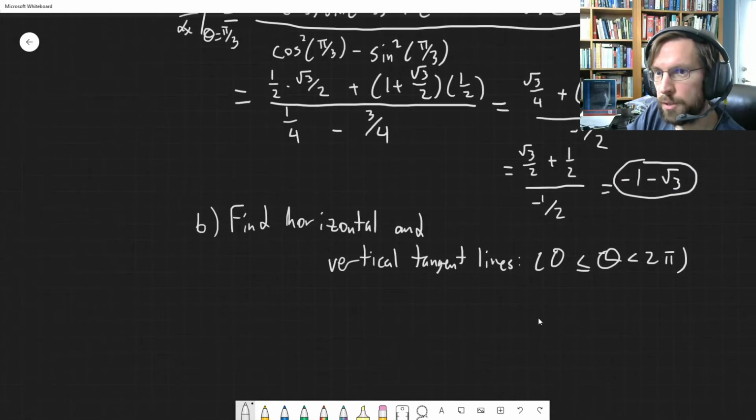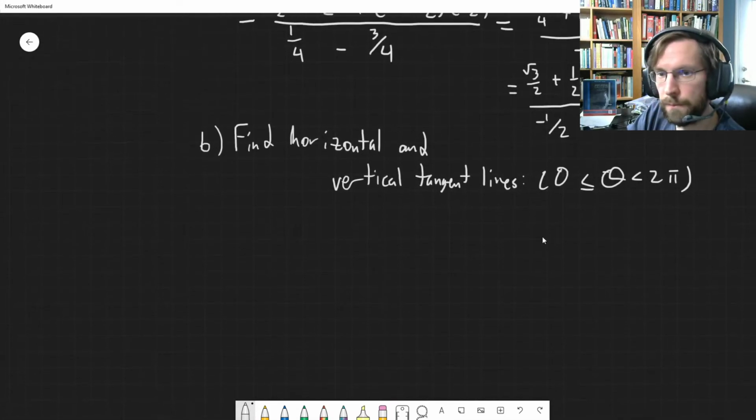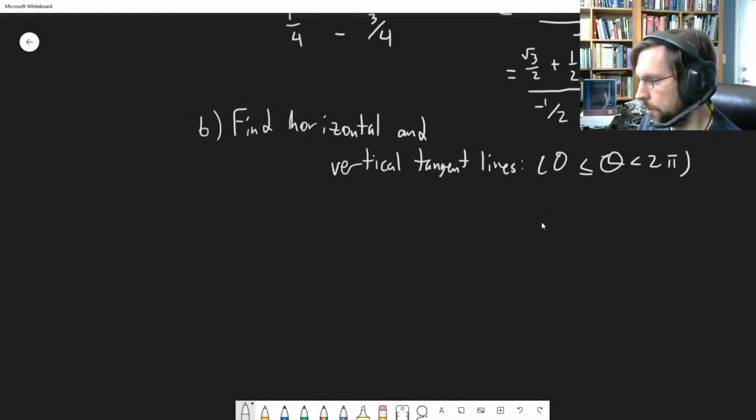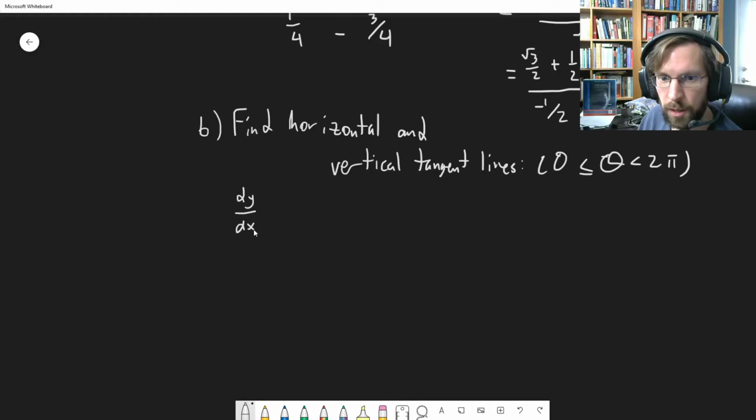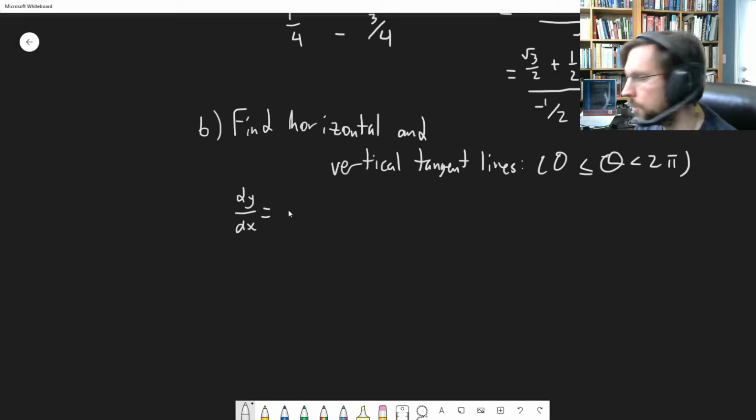Okay, so let's go back to our derivative. We wrote our derivative like this. So dy/dx should be... I just made a huge mistake.